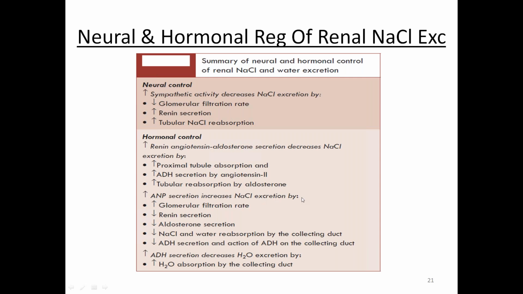ANP will increase sodium chloride excretion by increasing GFR. The rest are all inhibitory effects: decreased renin, decreased aldosterone secretion, decreased sodium chloride and water reabsorption by collecting duct, decreased ADH secretion and action of ADH in collecting duct. And the third mechanism in hormonal control is increased ADH secretion, which decreases water excretion. How? By increasing the water absorption by the collecting duct. And I just told you the mechanism of how ADH does that through the role of aquaporins.